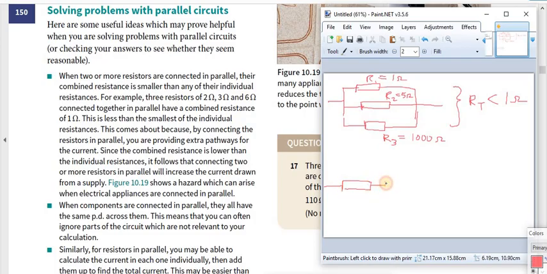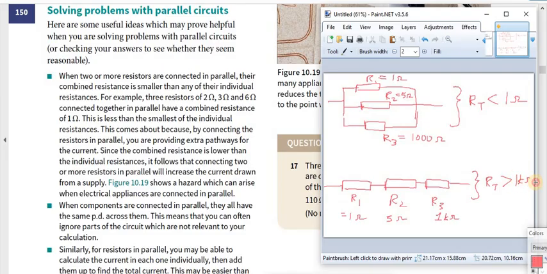So R1, R2, R3. Okay, so they have the same values. R1 is 1 ohm, R2 is 5 ohm. So the same resistors now are connected in series, and R3 is 1 kilo ohm or 1000 ohms. Then the total resistance of this part should be greater than the largest resistance, which is 1 kilo ohm.